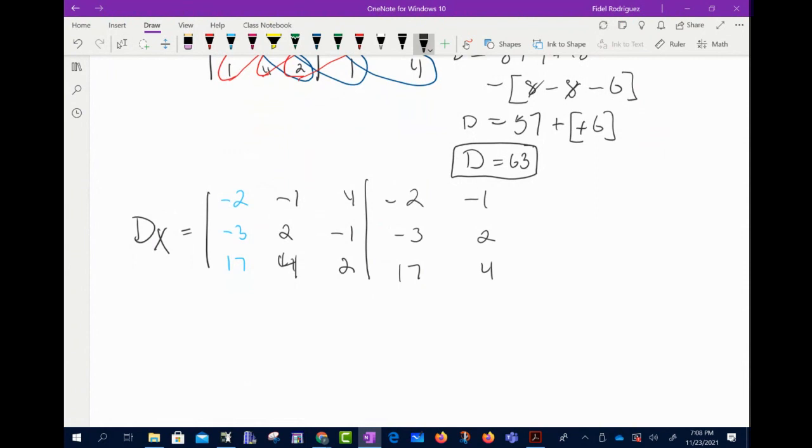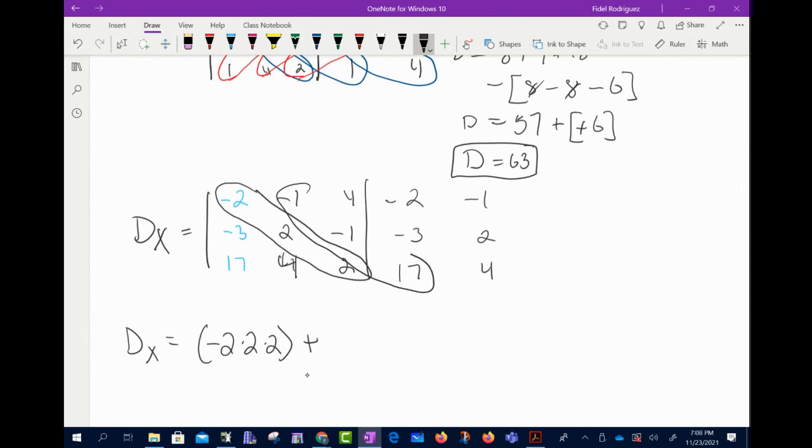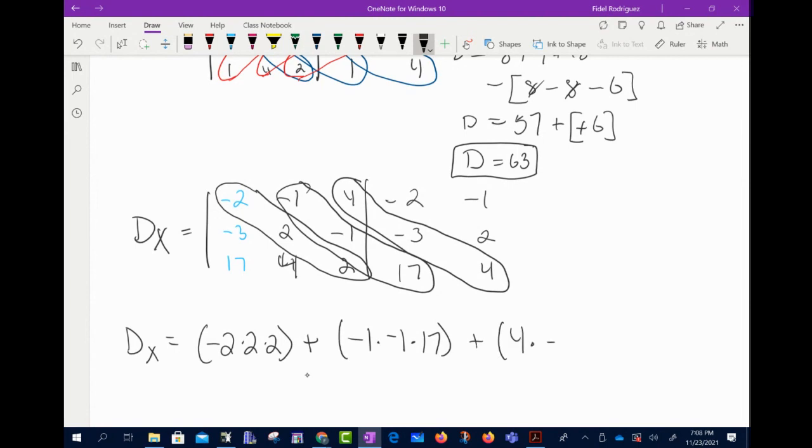All right, so let's see if we can find our dx. So remember what I'm going to do now. I'm going to go along the diagonal. So dx is equal to -2 times 2 times 2 plus, right here, -1 times -1 times 17 plus 4 times -3 times 4.